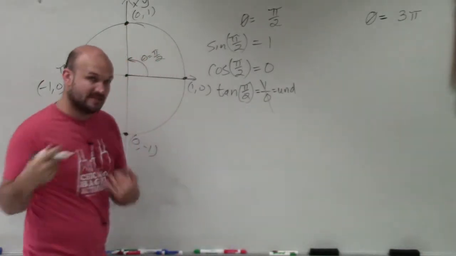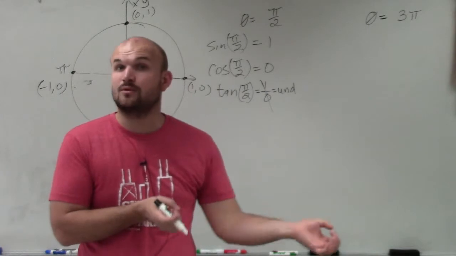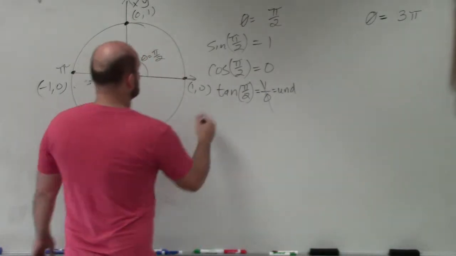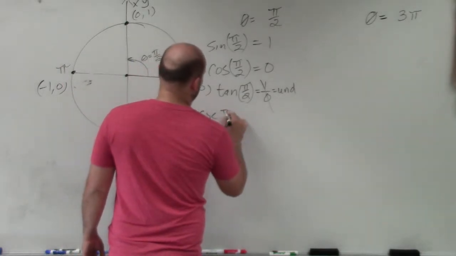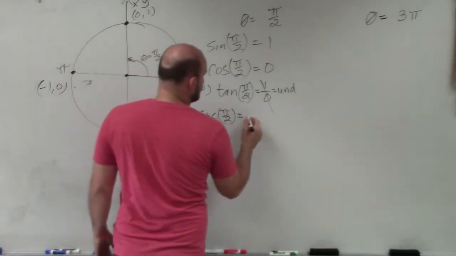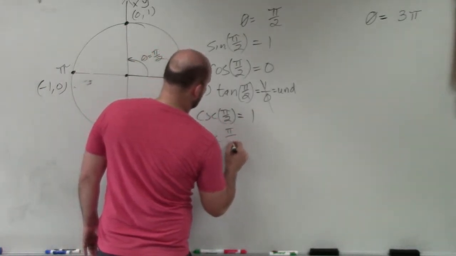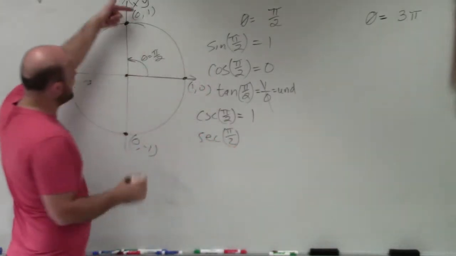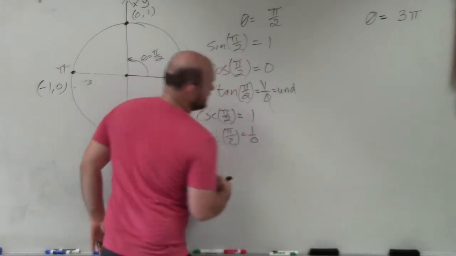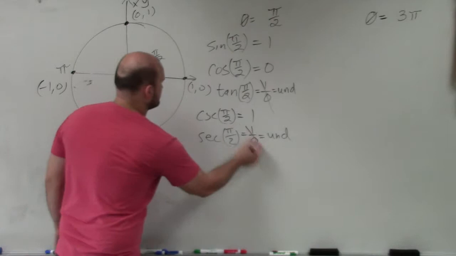Now let's go through our reciprocal functions. Sine represents the y coordinate, so cosecant is going to represent 1 over y. So cosecant of pi over 2 represents 1 over y, which would be 1 over 1, which is just 1. The secant is going to be 1 over x. Again, x here is 0. So 1 over 0, again, we understand cannot happen. So that is going to be undefined.